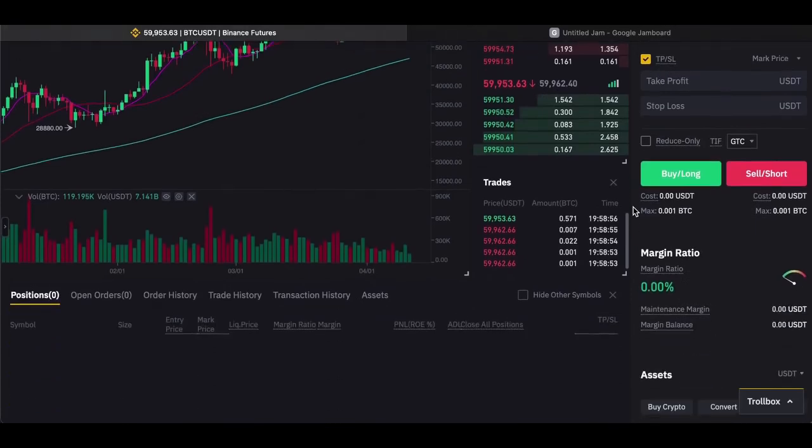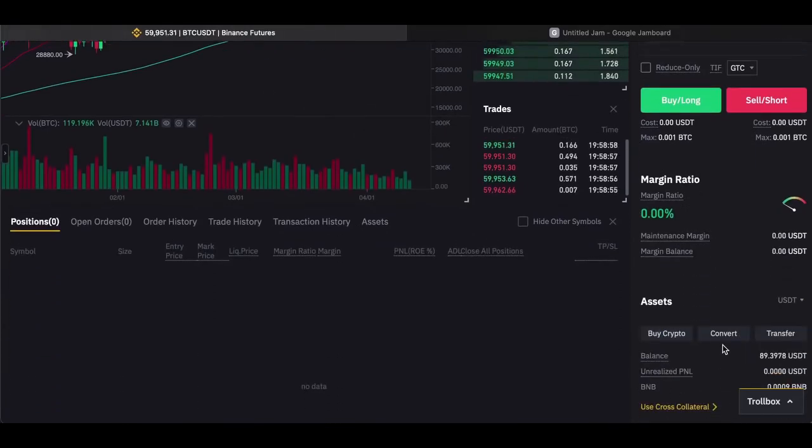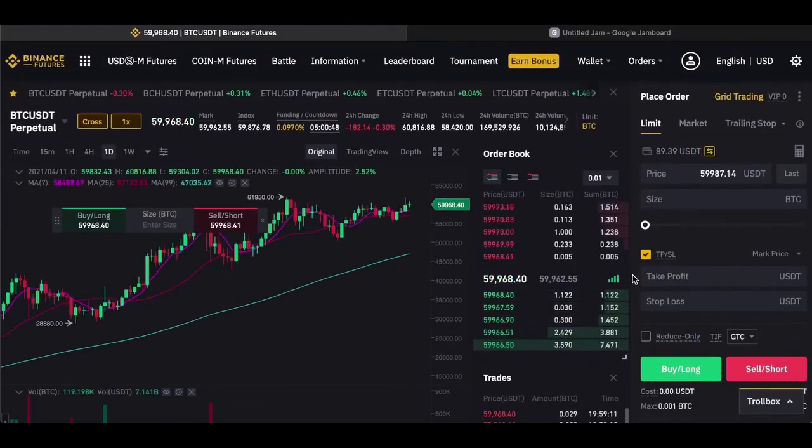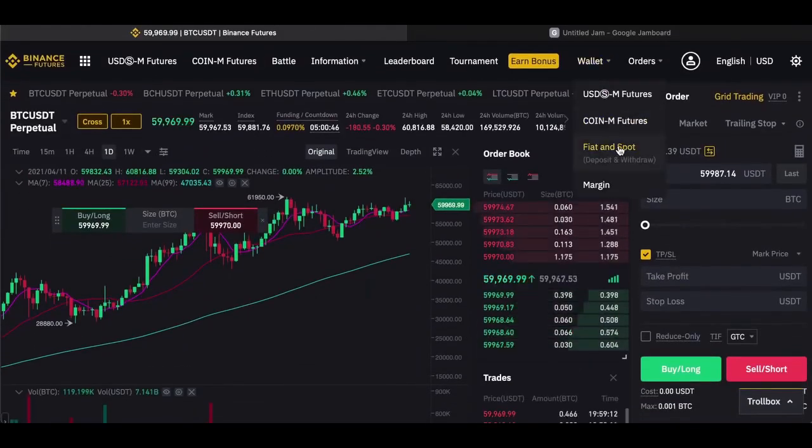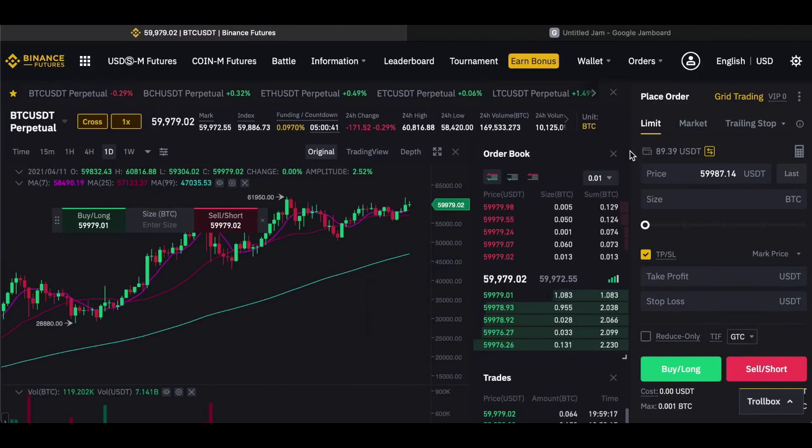So you can come down here, you can see I've got some balance here of US dollar tether that is collateral. You can do that by going to your wallet and then going to your fiat and spot account, but also going to your futures and margins account, and then just making sure that you have some collateral in those separate wallets. I'm not going to get into what futures are and trading them here.